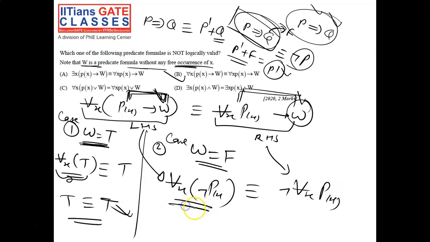So this is for all x negation p(x), and what is this? This is nothing but there exists x negation p(x), because we can apply the negation of quantifier. So as you see, this is for all x negation of p(x), this is there exists x negation of p(x). So definitely they are not equivalent. This is saying that there exists x for which p(x) is false, and this is saying that for all x p(x) is false. So definitely they are not the same.